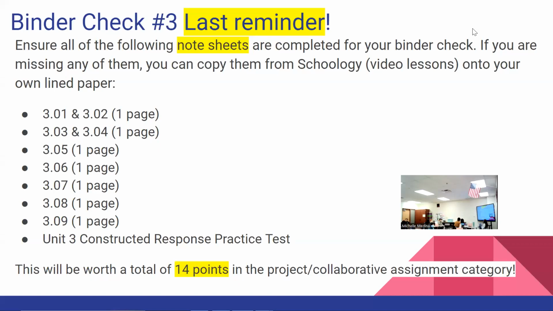So this will probably be the last time I'm able to remind you about the binder check for Unit 3. You can look up your score on Infinite Campus. If that score is not what you want, then all you really have to do is have your notes done, and they're all posted in Schoology. So are the videos, if you want the full experience. You can do them on your own paper. But if that's still not 100%, I think you should consider losing it.